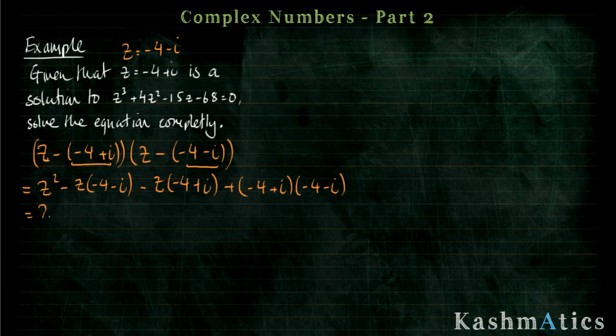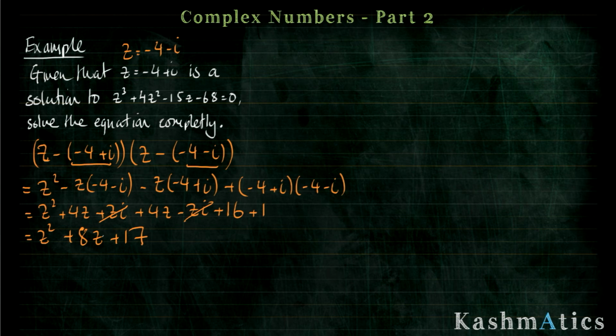So what we've got over here is z squared, plus 4z, I nearly made a mistake myself, add zi, plus 4z again, take away zi. This here is going to give me the sum of two squares, so that'll give me plus 16 and plus 1. Some terms cancel each other out, and what we're left with is z squared plus 8z plus 17. So all we need to do now is find out what the linear factor is, and we can do that quite easily.